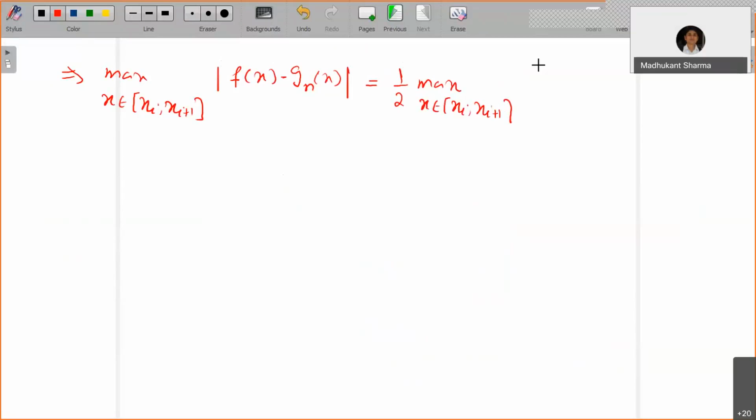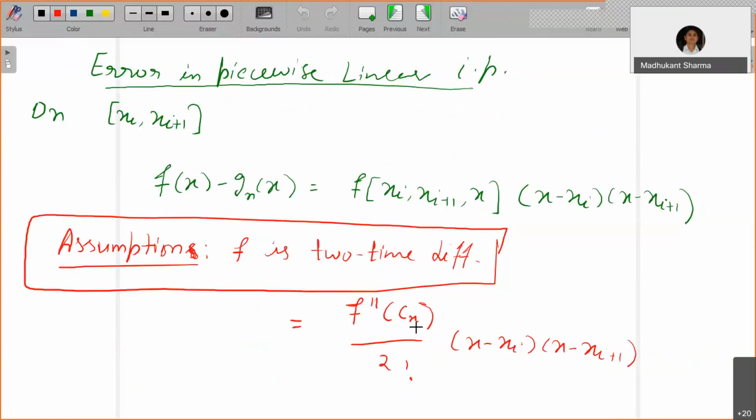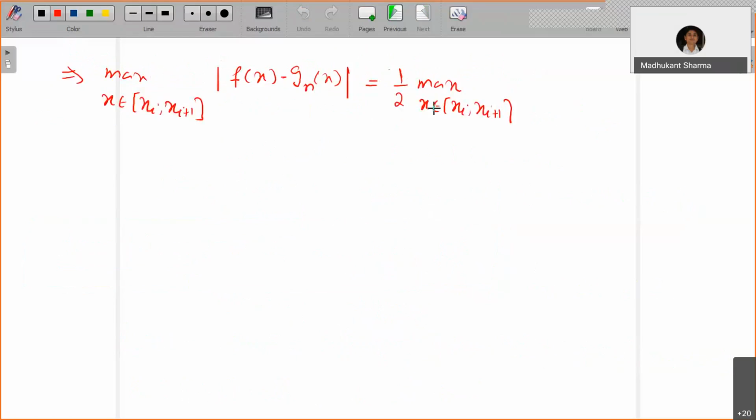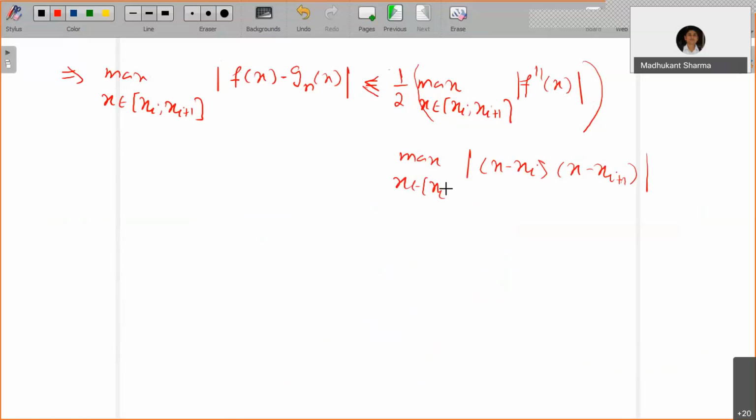So if you take the maximum over this side, where cx belongs to the interval xi to xi plus 1, I'm taking the maximum over this interval. Since cx is arbitrary, this is going to be less than or equal to the maximum of the magnitude of f second derivative at x, times the maximum of the modulus of (x minus xi) times (x minus xi plus 1), where x belongs to [xi, xi plus 1].